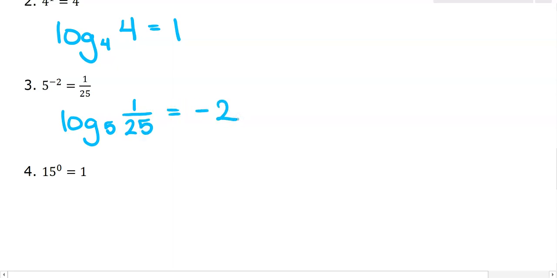And then on the back side of that front page there, this last one should say log 15, whoops, little 15. Bring over the 1 equals 0.